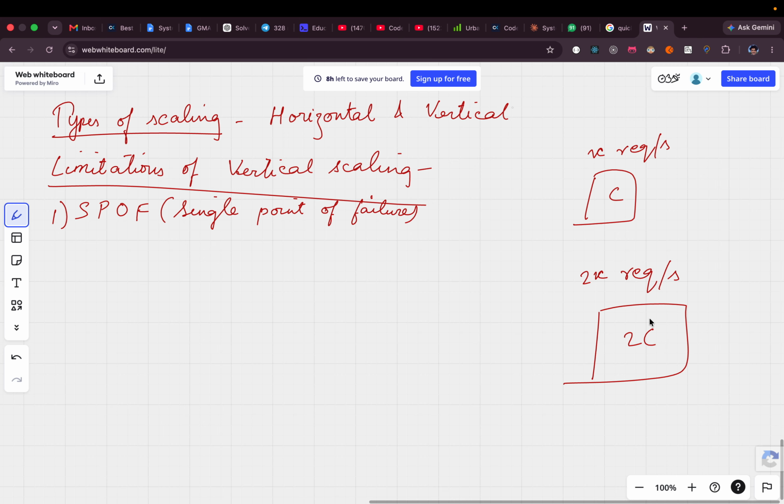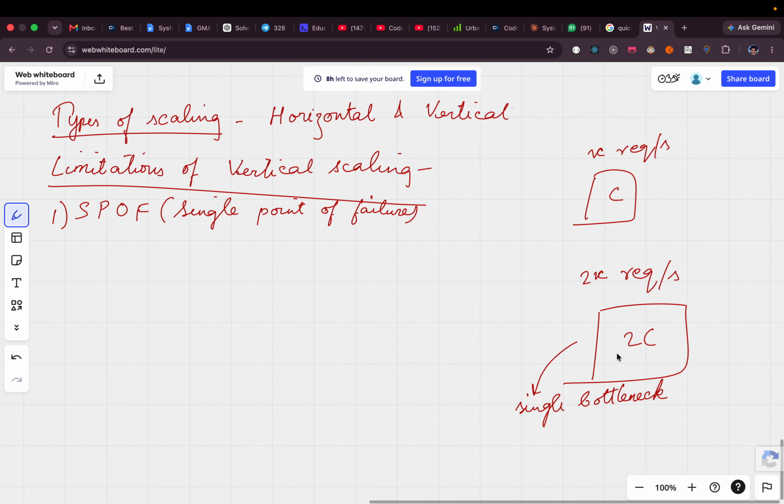So the problem here is that we end up having a single point of failure, one single bottleneck. Here, this server was the single bottleneck. Here also, this server is the single bottleneck. If by chance this server fails, all the 2x requests per second will fail. Each and every one of those requests will fail, and each and every one of those customers will be dissatisfied.